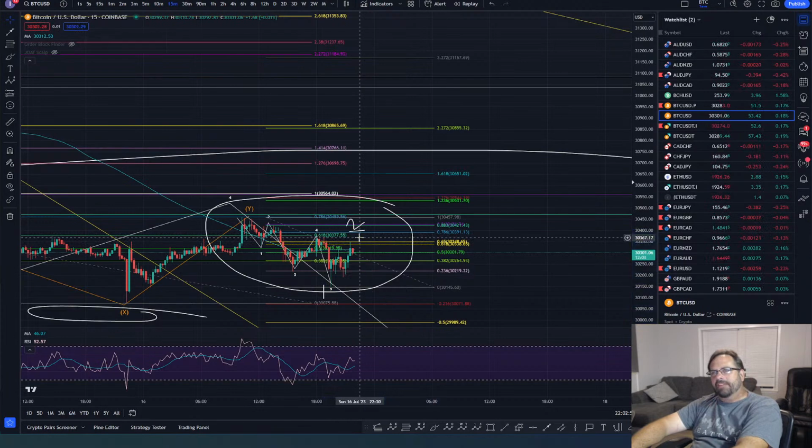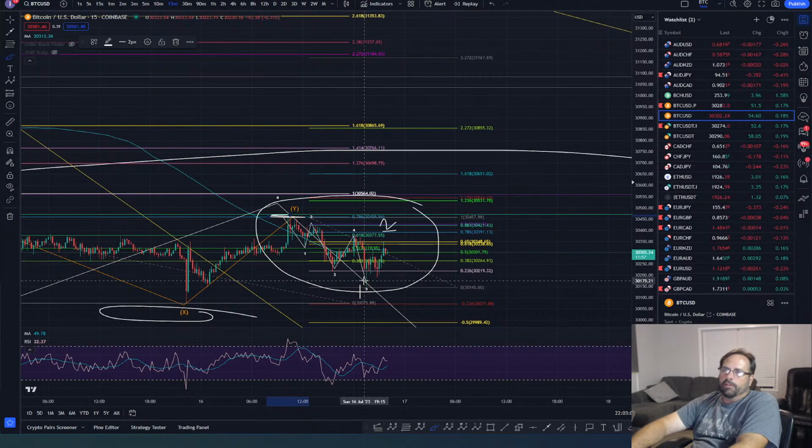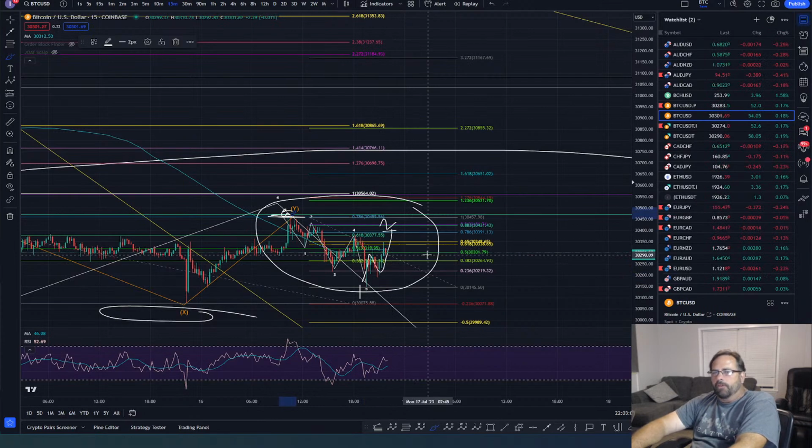All right, so with that said, that could be a 1, 2. That easily gets invalidated by a break of that high because the rule is wave 2 can't surpass the origin of wave 1. Okay, so that's what we would watch for.